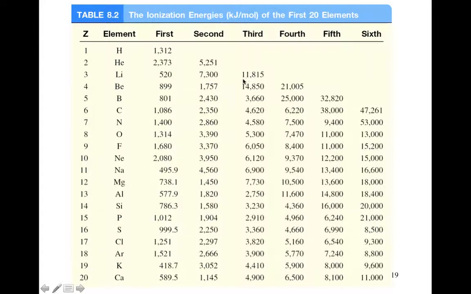And if you want the third electron, that's all he has left. There's no way he's going to give that thing up. That's crazy. 11,000 kilojoules? Holy smokes. So you kind of get the idea.